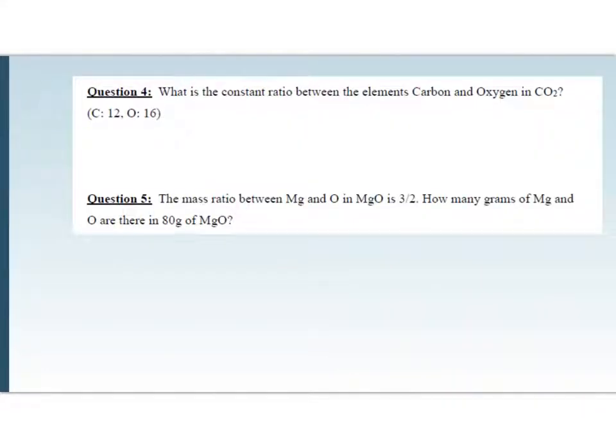Okay, question number 4. What is the constant ratio between the elements carbon and oxygen in carbon dioxide? In carbon dioxide, you have 1 carbon atom. And at the end of the question, the mass of that carbon atom is given as 12 units here.